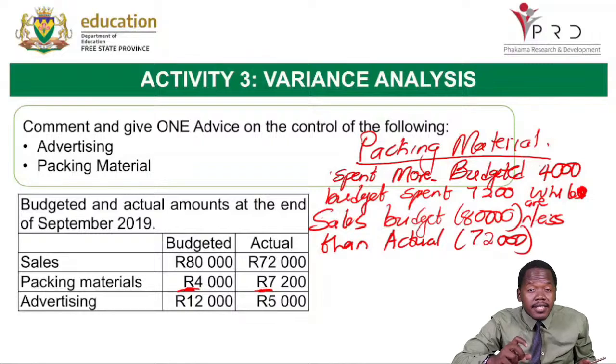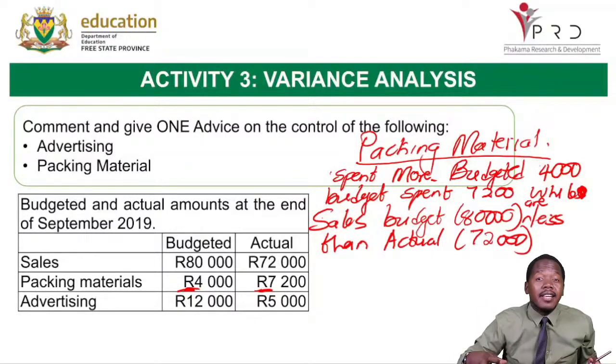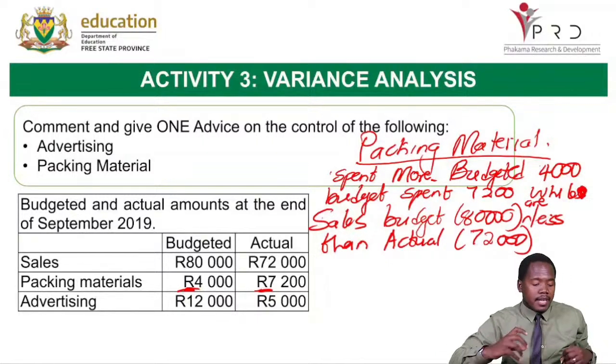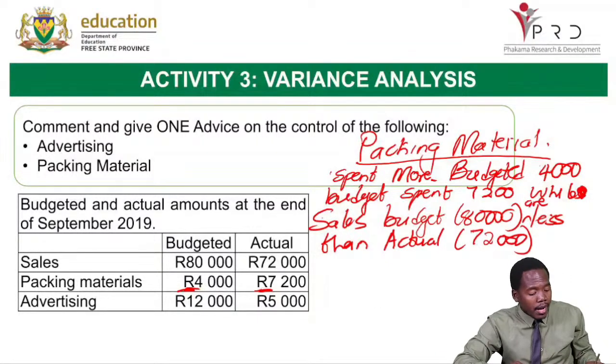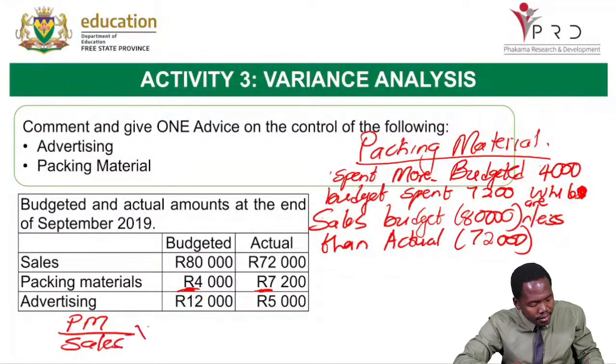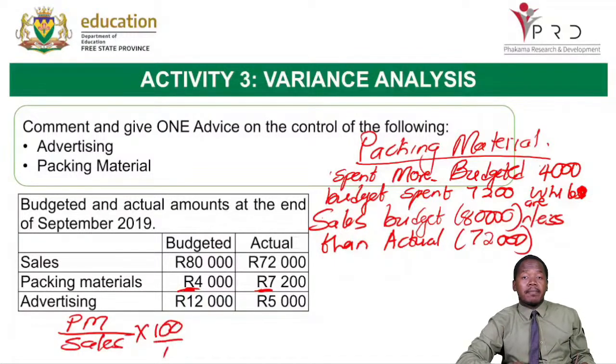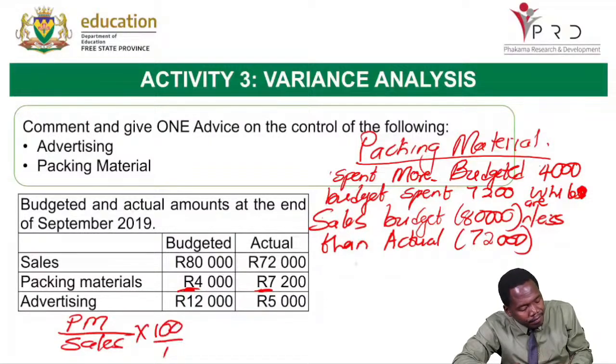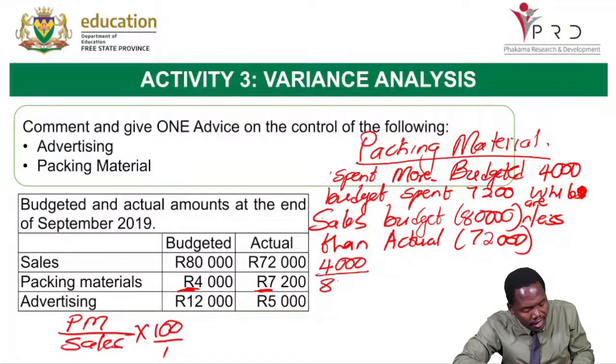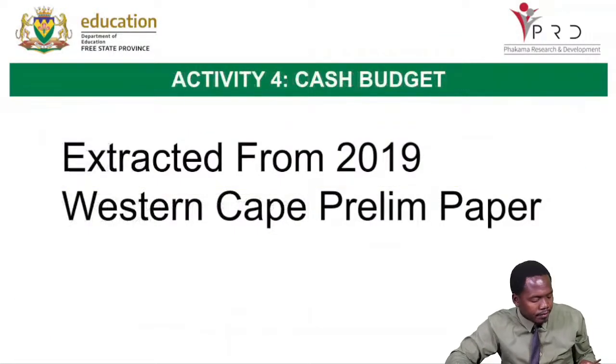Remember, we are saying that packing material must increase proportional to the sales. We can also do percentages. How do I do my percentages? I can say packing material divided by sales times 100 to see how much percentage I am spending on packing material on sales. Now we can say 4,000 divided by 80,000 times 100 over 1. This is for the budgeted. Let's see how much we get.